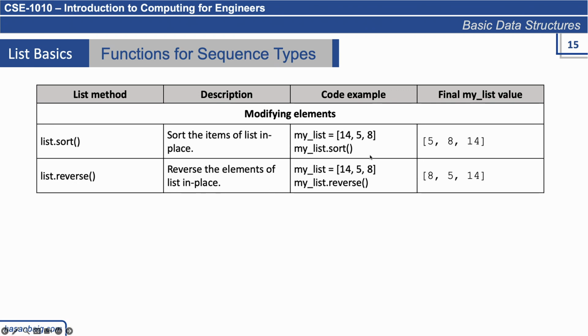list.sort arranges all the elements in sorted order. If you have elements 14, 5, 8 and run this method, it arranges them in ascending order: 5, 8, 14. And the reverse method arranges all the elements in reverse order. Okay, any questions?